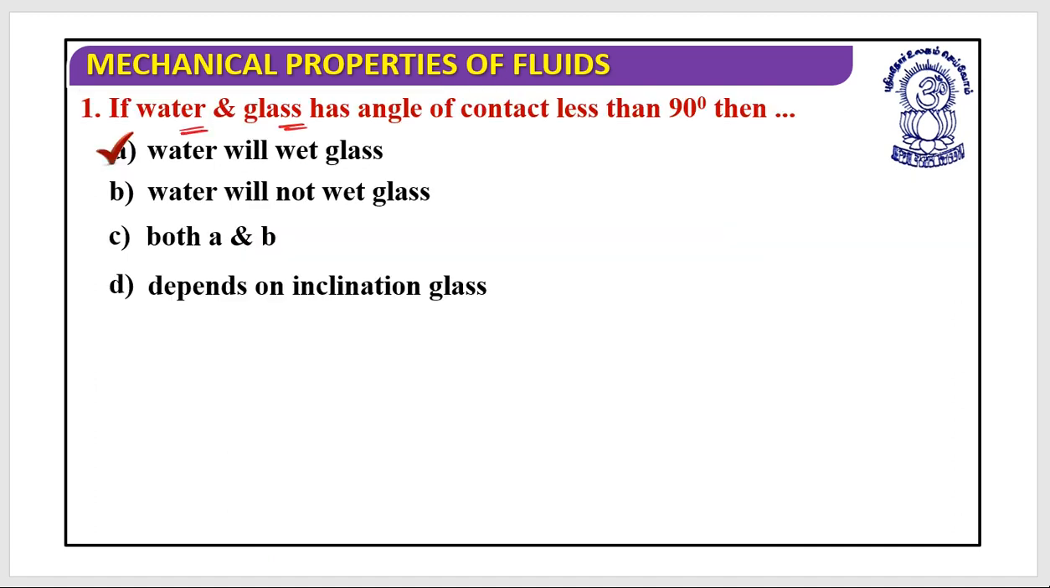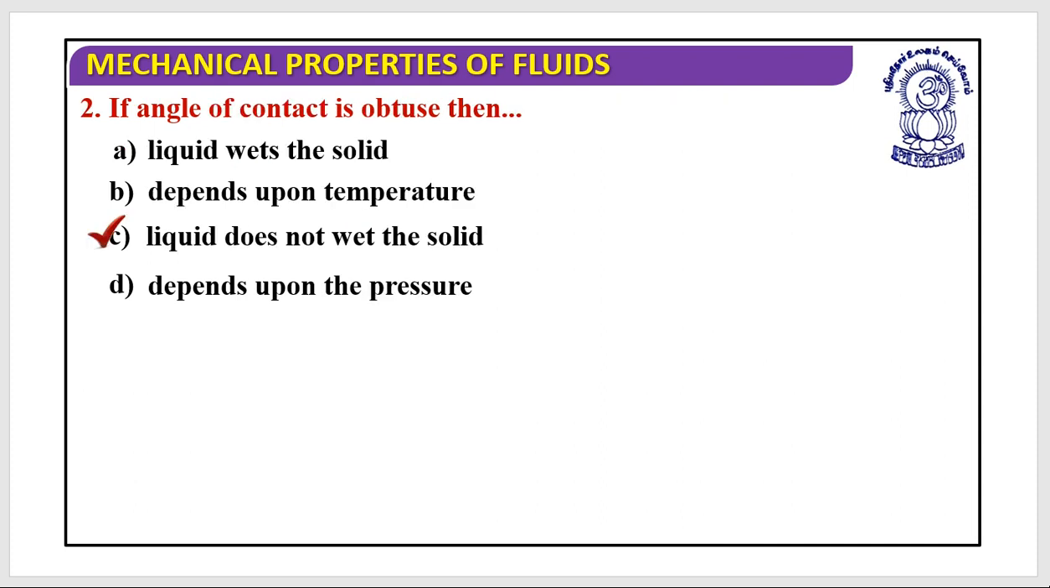If water and glass have an angle of contact which is less than 90 degrees, then this water will wet the glass. Let's look at the second question. If the angle of contact is obtuse, then the liquid wets the solid?